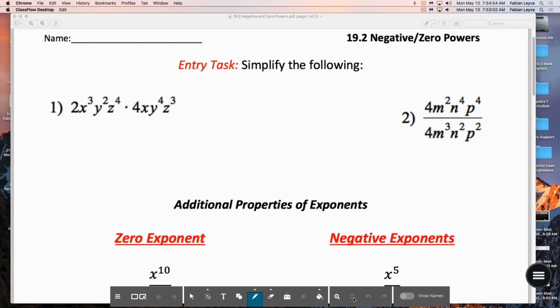Now, if I look at number 1, I notice that I have 2 something x. Does anybody remember what is going on when you have 2 things next to each other with no symbol, no mathematical operation in the middle? Which operation is it? Is it adding, subtracting, dividing, or multiplying? It's multiplying. So notice that all these variables and numbers are just getting multiplied together.